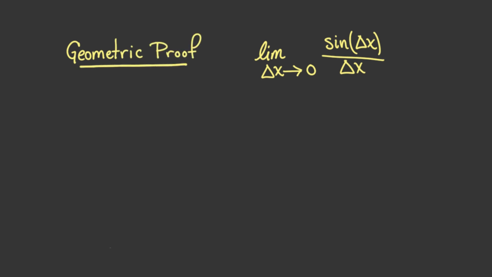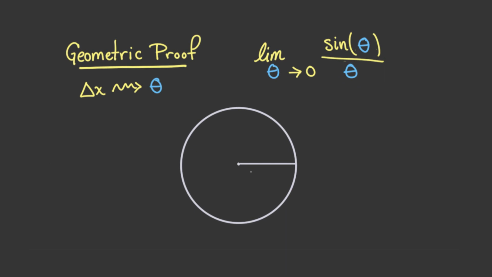To help us, I'm going to make a slight change in notation. Instead of writing delta x, I'm going to replace this with theta because it's easier to think about theta as an angle instead of delta x. So literally, I've just replaced delta x with theta everywhere, so now we're trying to compute the limit as theta goes to 0 of sine theta over theta. Let's get started and draw our picture.